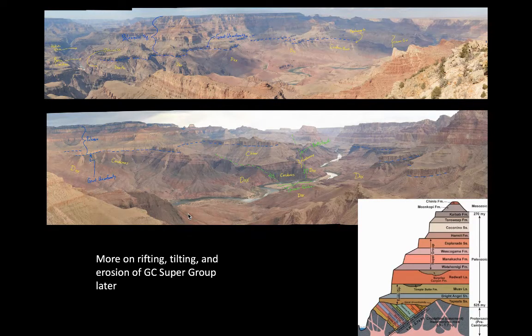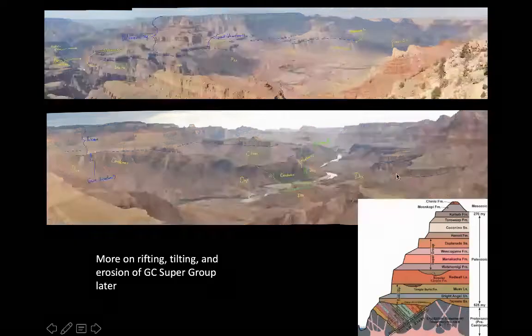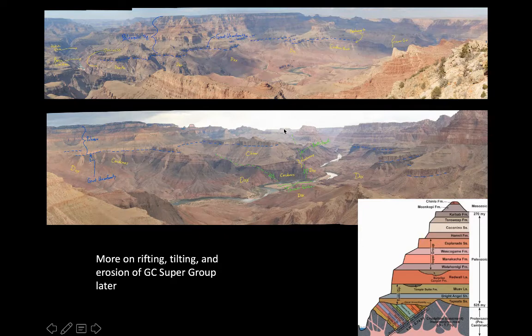The major rock group of note that formed during this breakup of Rodinia, this late Proterozoic period, is called the Grand Canyon Supergroup. And in this cross section, they're down here, these tilted, mostly shallow marine sedimentary layers: shales, sandstone, some limestone. Now, I'm not going to say a ton about these. They are exposed in the eastern part of the Grand Canyon.